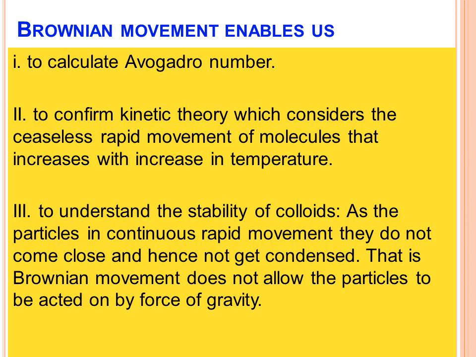Brownian movement enables us to calculate the Avogadro number. It also confirms the kinetic theory of gases. It says that whenever gas molecules get heated up, that is, the temperature of the gas is increased, the heat energy absorbed by the gas molecules gets converted to kinetic energy, and the molecules show more rapid movement than before. This movement is compared to the Brownian movement of colloidal particles, so the movement of gas molecules is confirmed by Brownian movement.